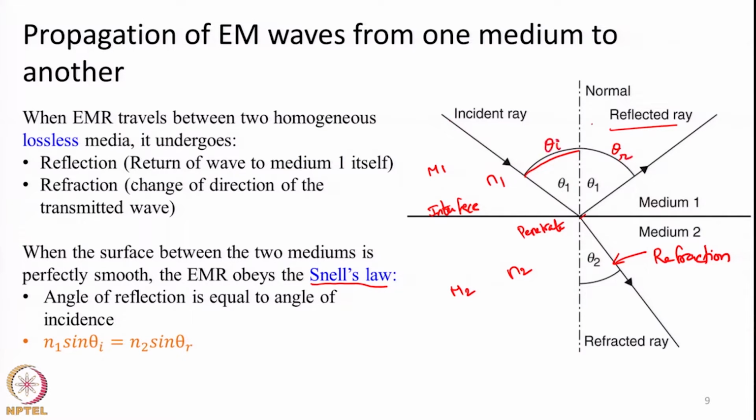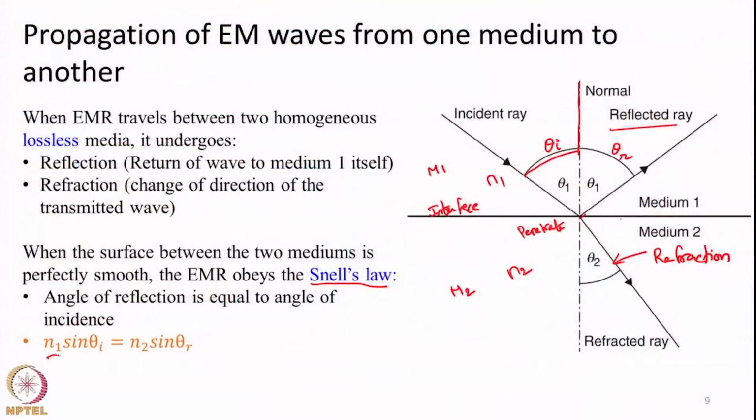Say here the angles we are measuring with respect to the normal to the surface. This is the surface separating the two mediums, this is the normal to the surface, and we are measuring the angle with respect to the normal. So, the angle with which EMR is reflected will be equal to the angle at which it was first incident on the surface. This will be obeyed if the surface is perfectly smooth.